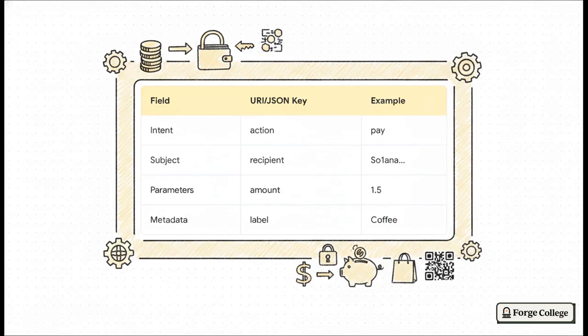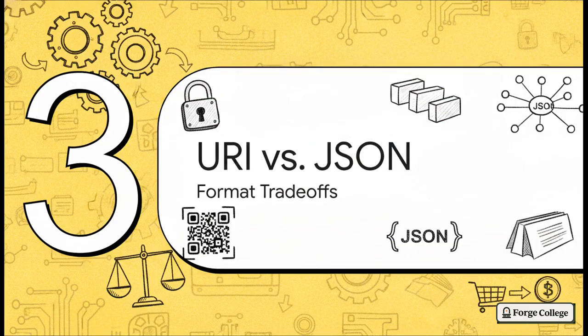First step, the intent. Basically, what's the action? Here it's pay. Second, the subject. Who's receiving the funds? That's our merchant's public key. Third, the parameters. How much does it cost? Let's say 1.5 tokens. And finally, metadata. What is this transaction actually for? A coffee. These 4 fields map perfectly to the literal physical act of your customer buying a specific item at the register. Section 3. URI versus JSON formats.